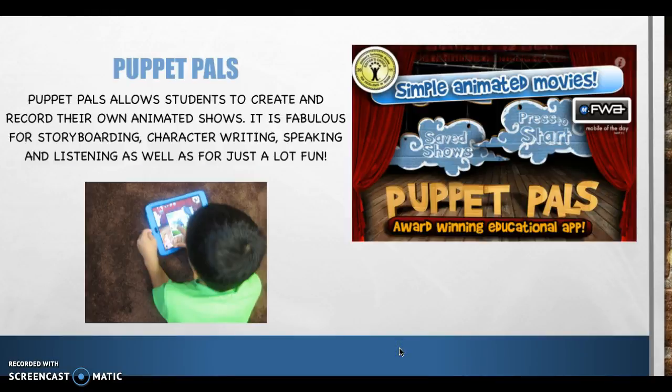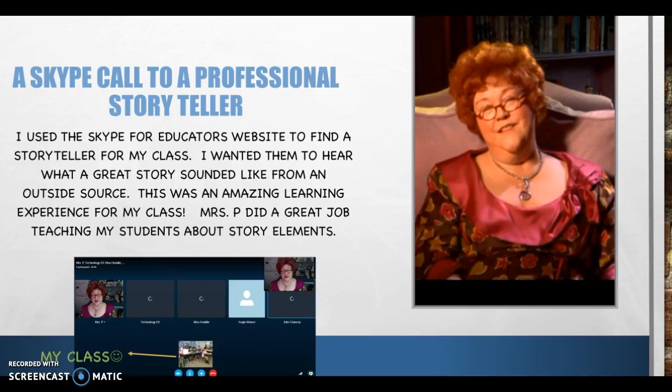The next thing I did was use Puppet Pals, and the children really liked this. It's an iPad app, and it allows the children to make stories using characters, settings, problems, and solutions. This part went really well. I was a little concerned at first because they had never used it before, and I was worried that it would not flow, but it did. So I will definitely be using this app again.